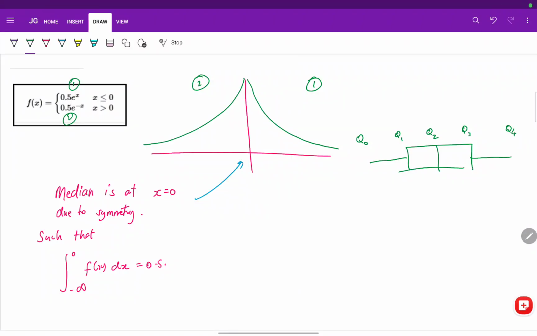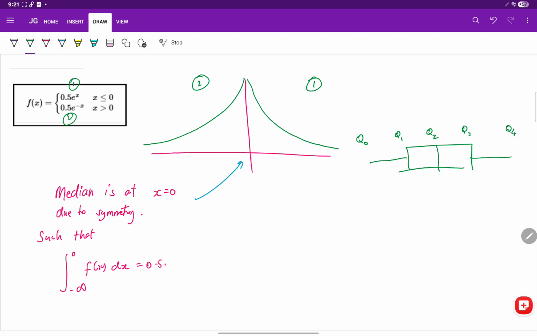To find the interquartile range of this particular function, we need to take a different approach, because usually we find the 25th percentile, find the 75th percentile, and then subtract the two. But with this question, it's not really possible.